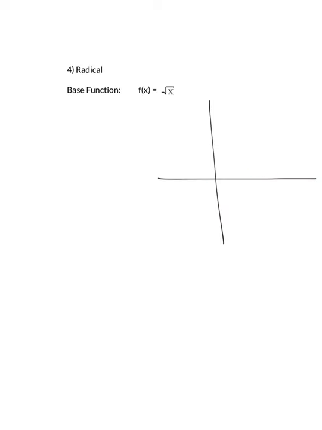The fourth base function that I'm going to be talking about is the radical function. We've dealt with radicals a lot this semester already. You know how to simplify them. We have worked with them. We have never really graphed them. So the base function for a radical is just the square root of x, no other numbers involved, no negative signs involved, just plain old square root of x. Our base function will look like this when we graph it.